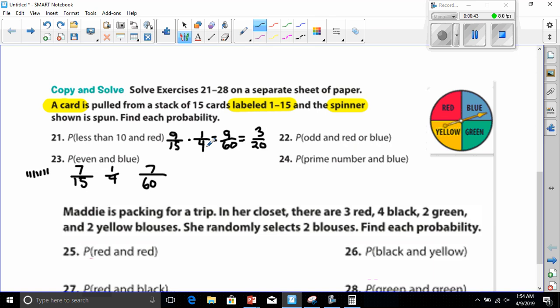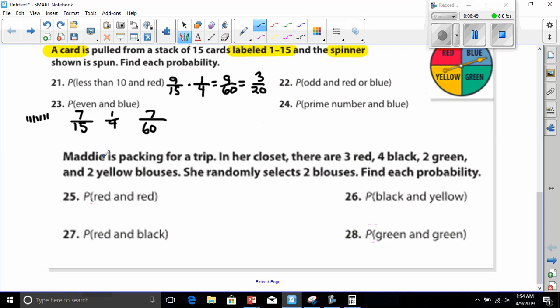All right, let's go ahead and finish off now. We should be on number 25. Maddie is packing for a trip. In her closet, there is 3 red, 4 black, 2 green, and 2 yellow blouses. She randomly selects 2 blouses. Find each probability.